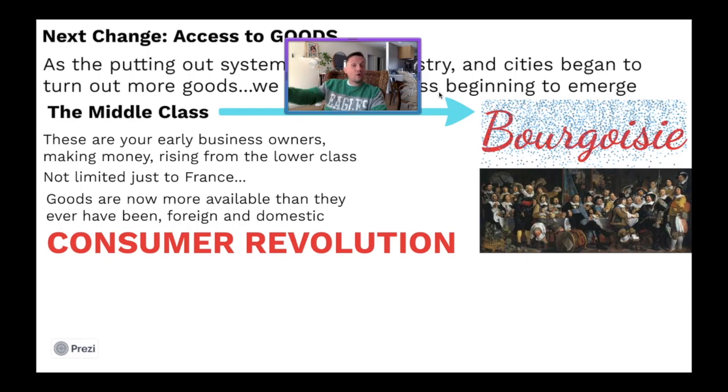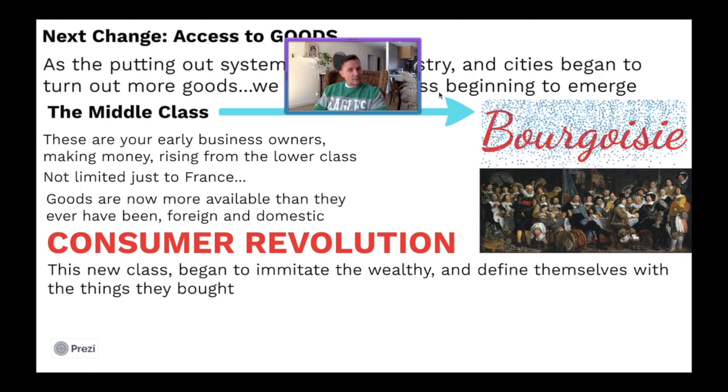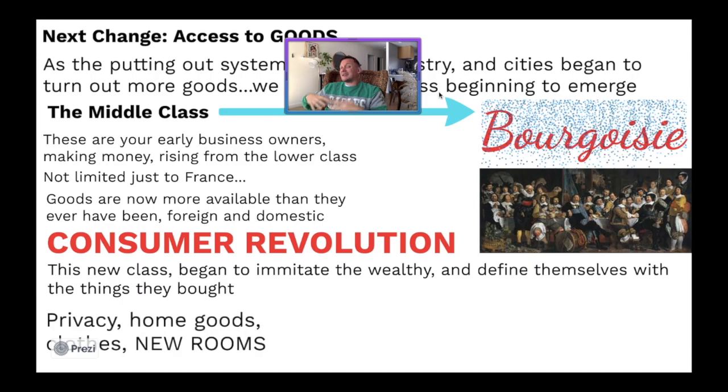So now not only have the rich people always been rich, who have always had access to goods, but now there are more goods being accessed by a middle class and a lower class who's got a little bit of money in their pocket, right? So this new class particularly drives forward the consumer revolution, but the lower ones were involved as well. We'll get into some of the products here and you can actually see it. This new class begins to imitate the wealthy, and they begin to define themselves by the things that they buy, right? And so you're seeing a growth in a consumer revolution, and it's exploding.